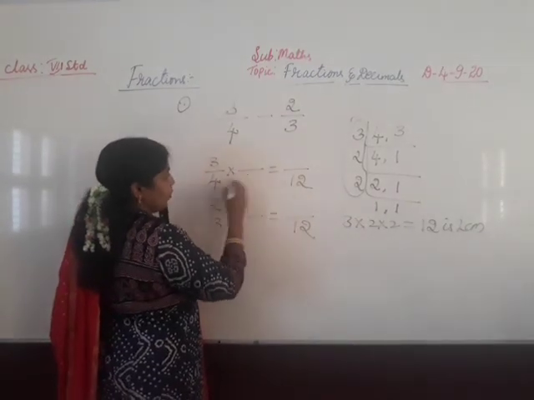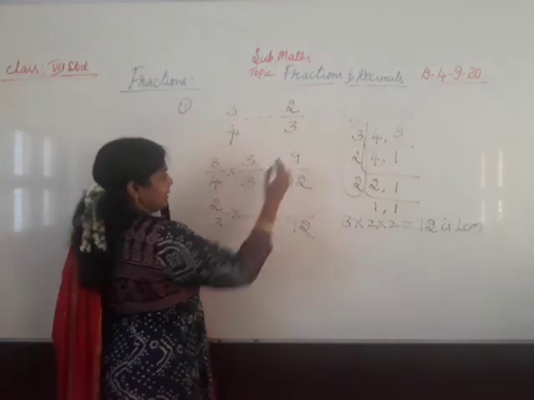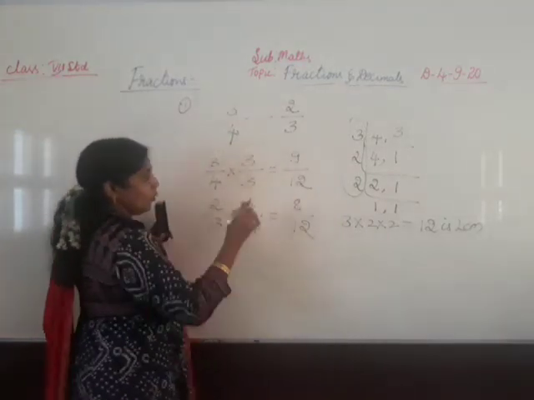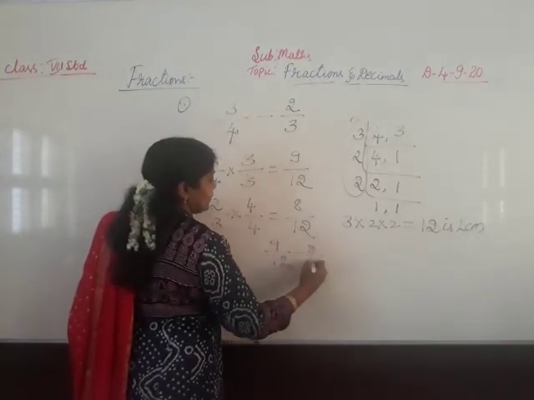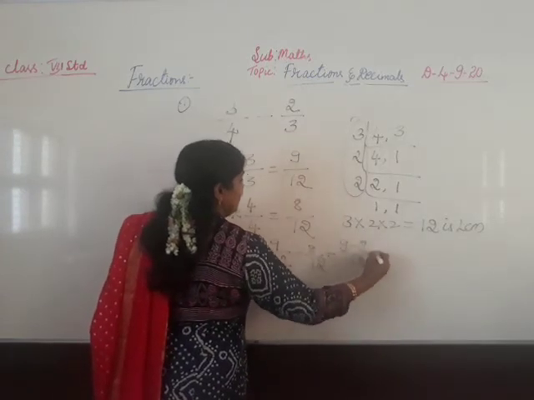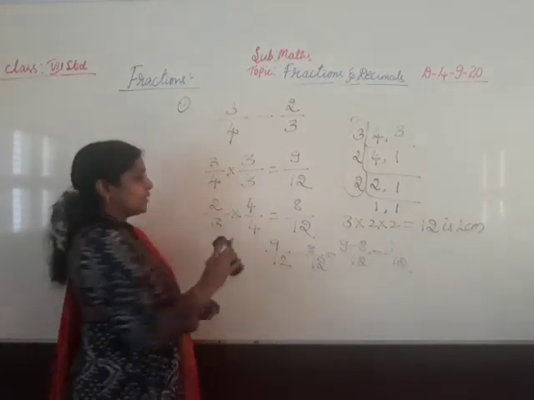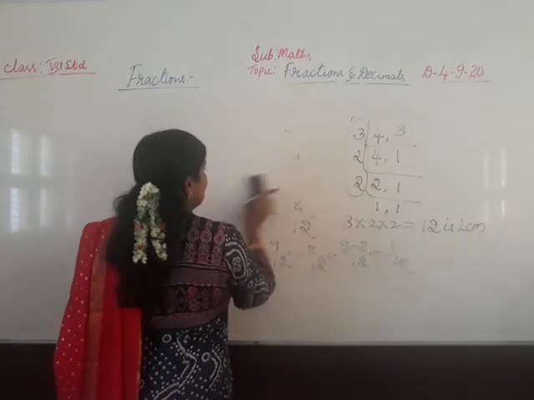To make it 12, how much should we multiply? 4 3s are 12, then 3 3s are 9. Again, 3 4s are 12, so 2 4s are 8. Now the denominators are the same, so we can subtract very easily. That means 9 minus 8 by 12 is equal to 1 by 12. This is the method of subtracting fractions by taking the LCM.